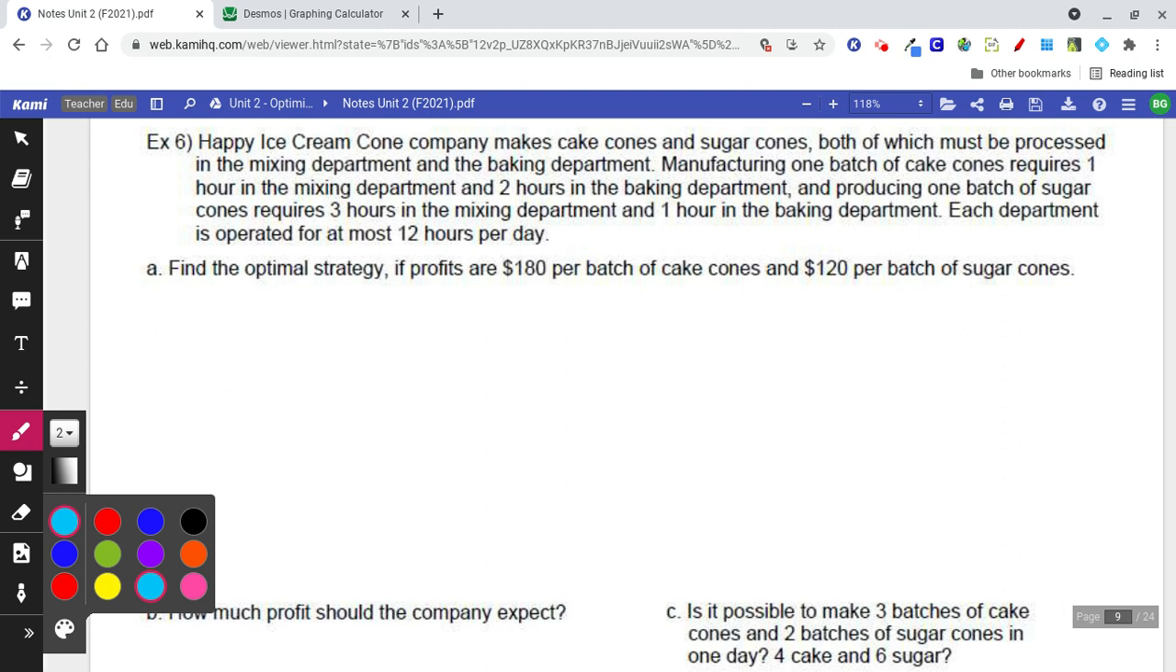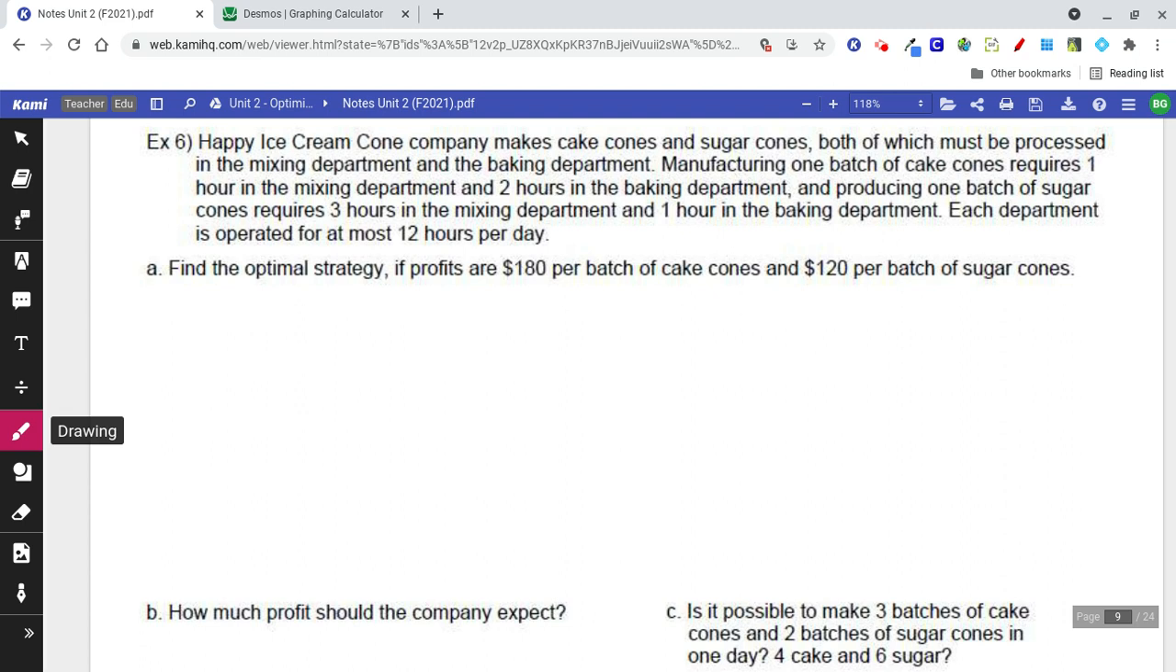Find the optimal strategy if profits are $180 per batch of cake cones and $120 per batch of sugar cones. Okay, so we're talking about profit. And so think about it. Do we want to maximize or minimize profit? If we're talking about profit, we want to maximize. So this is a maximize problem.